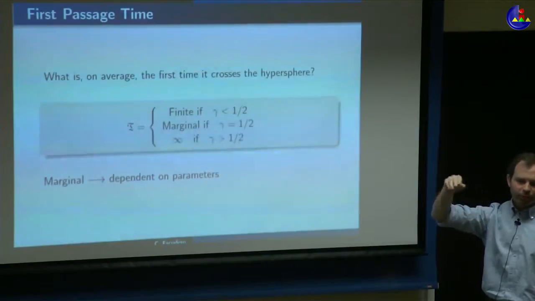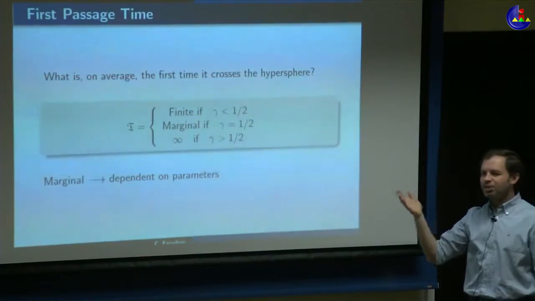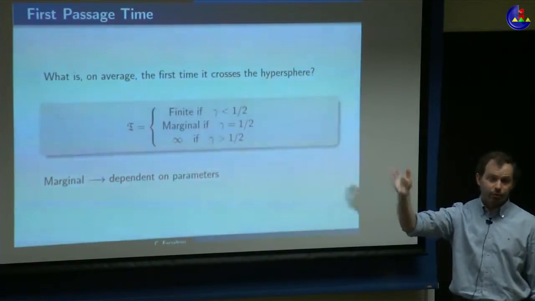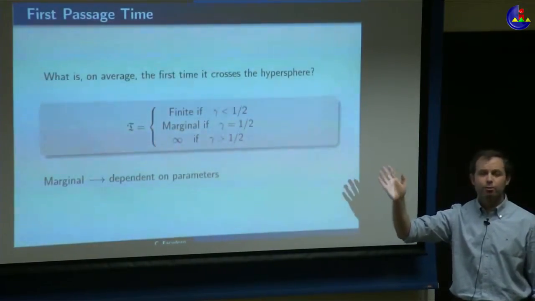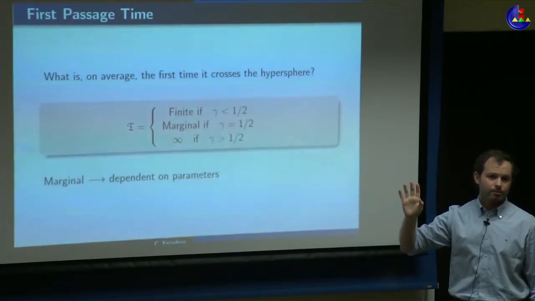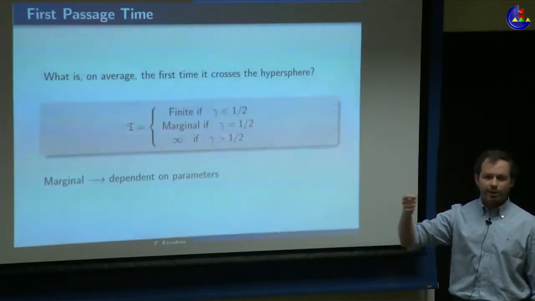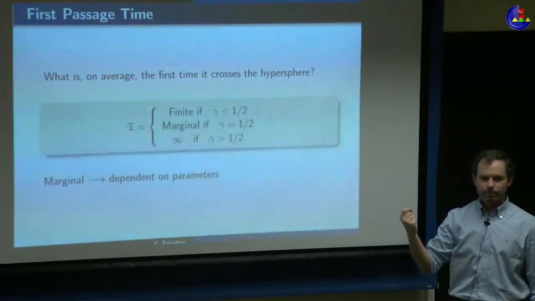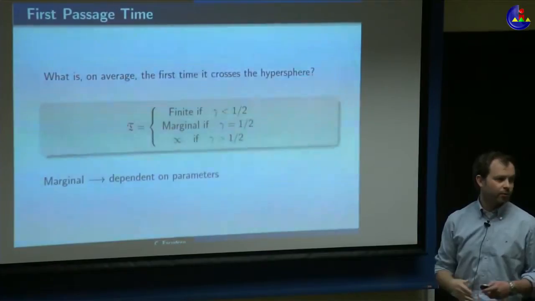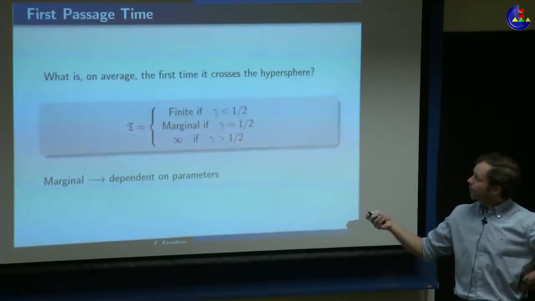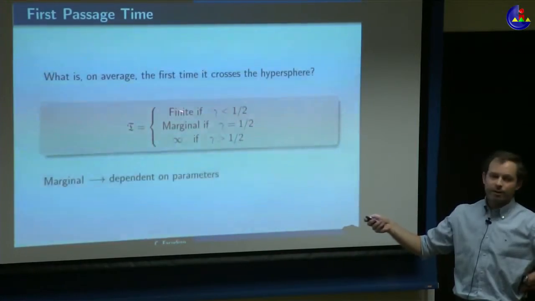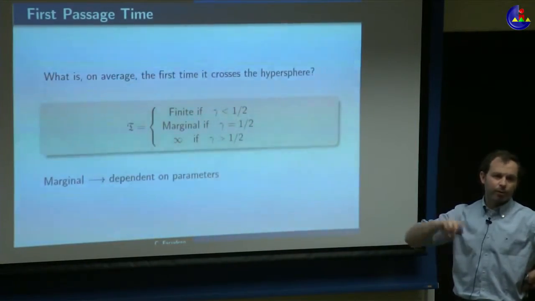So in general we won't find an explicit value for the random variable. This is the full probability distribution. Sometimes we can, sometimes we cannot. At least we can calculate the mean value, the average time we leave the hypersphere. This result, of course, is very much related with the previous one. If gamma is smaller than 1/2, then it's finite. This matches with probability 1 of leaving.